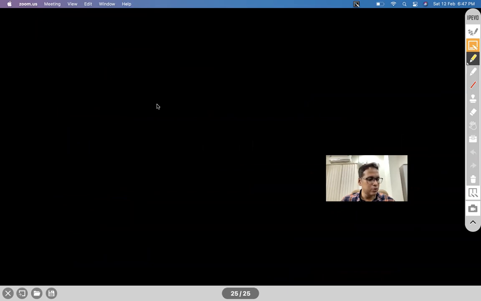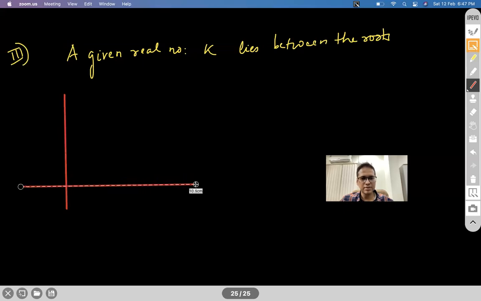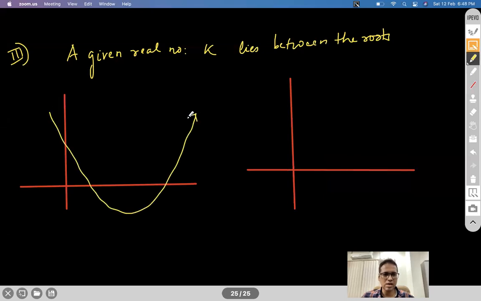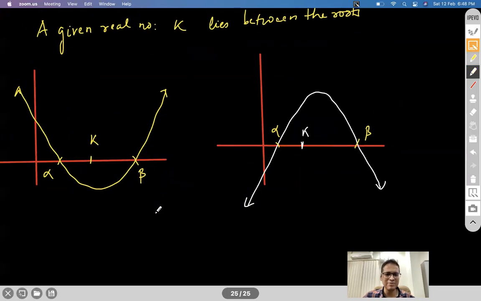Next condition that I would like you to tell me, what should be the condition which should be satisfied if a given real number k lies between the roots. So again, let me make the two scenarios here. What should be the condition which must be satisfied if you want a number k to lie between the roots? Between doesn't mean center. Between means somewhere in between the interval alpha, beta. Okay. So what conditions must be satisfied? Start writing them down on the chat box.